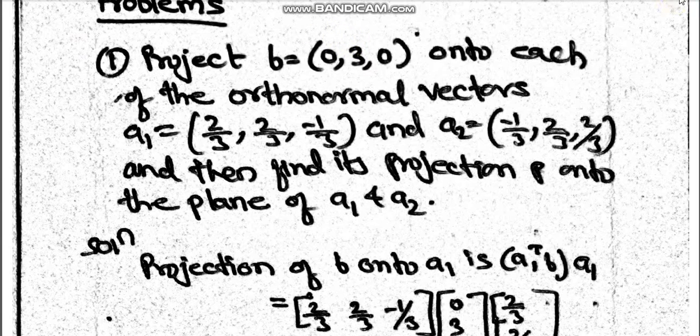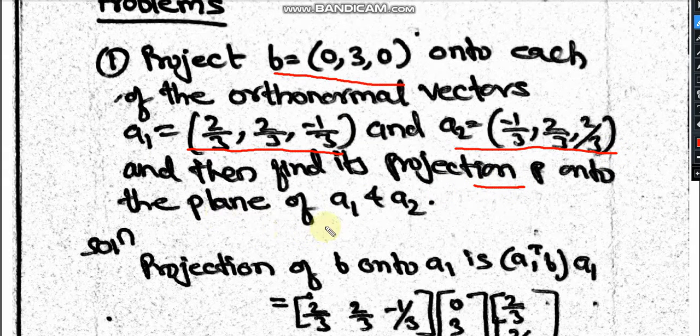So we'll do some more problems. Here you have to project B. The values of B are given, and you have to find the projection of B onto the orthonormal vectors. A1 is this and A2 is this, and then find its projection P onto the plane of A1, A2. Look at A1 and A2. Are they the columns of A or the columns of Q? They are the columns of orthonormal vectors, so A1 and A2 are orthonormal vectors.